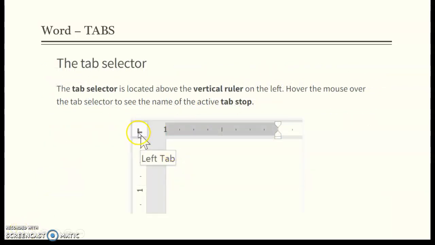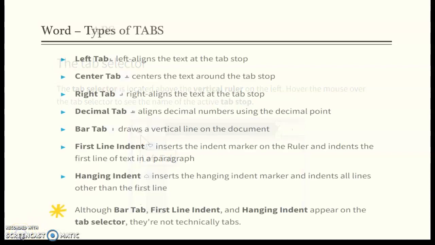So over on the left corner of your screen, where you have your ruler, this is your horizontal ruler, and this is your vertical ruler. Above it is your tab selector. The default tab selector is left tab. Usually you always set a left tab. But if you click on this icon, it changes to all the tab sets that are available.